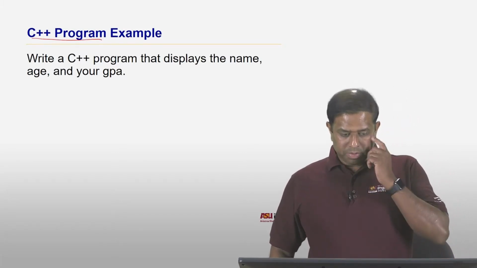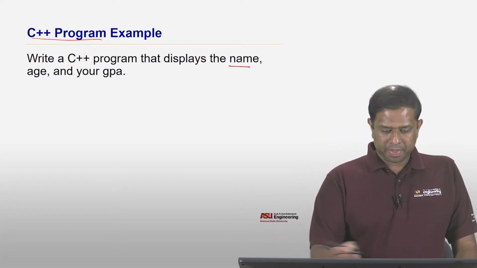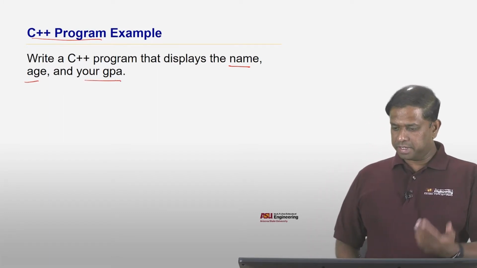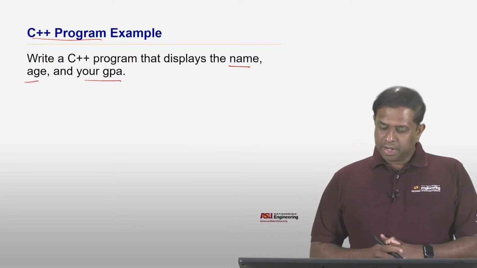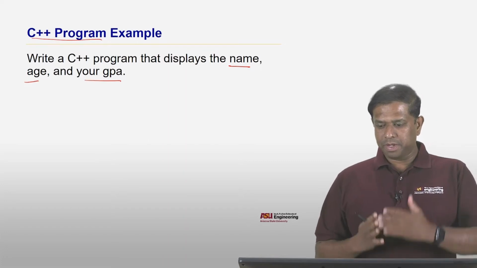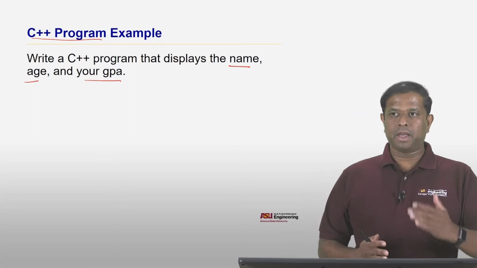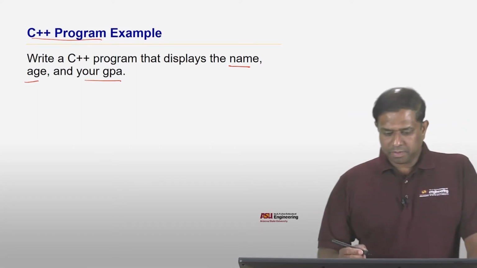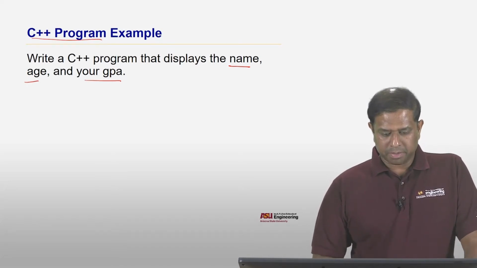Suppose we need to write a C++ program that displays the name, age and the GPA. Okay, so let's say your name, your age and the GPA. Now how do we write this program? Essentially, we need to display 3 things on the monitor, so we can do this by having 3 cout statements. Now what is the approach? We use the C++ program template in writing the program.